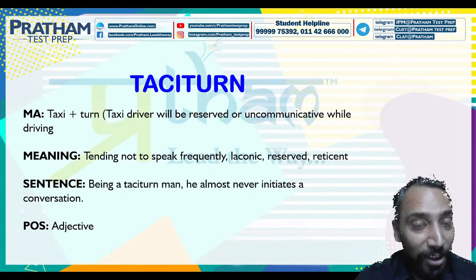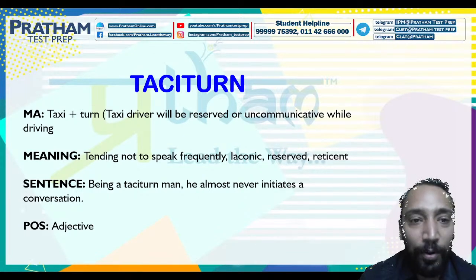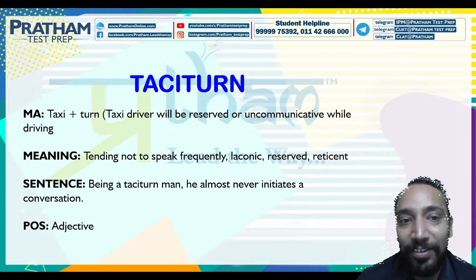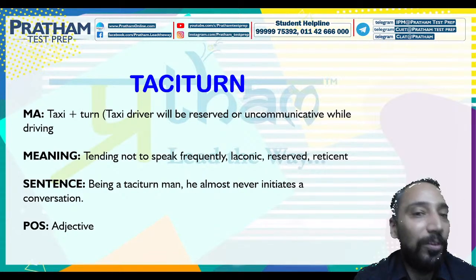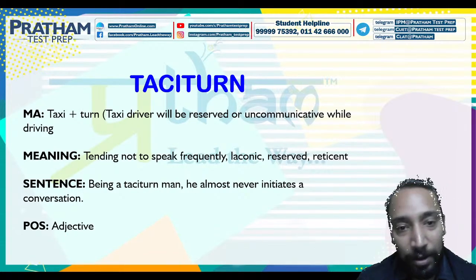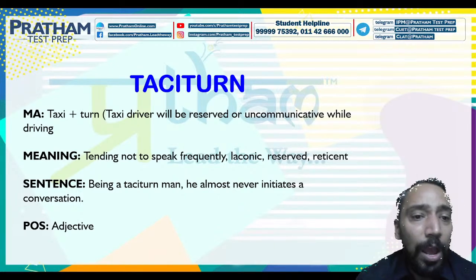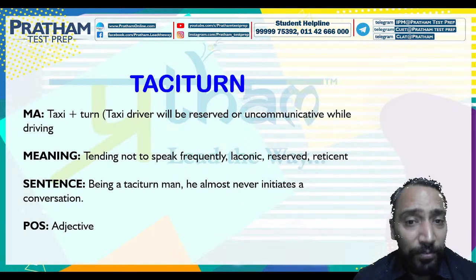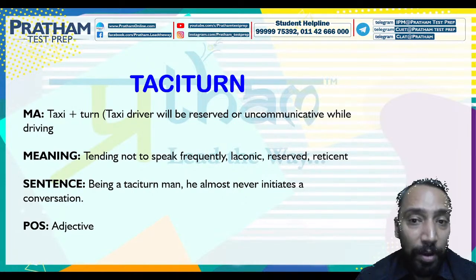Yes, there is. And that's taciturn. But that's not taxi turn. Taxi plus turn, it's an easy way to remember this particular word. Taciturn. Okay, taxi plus turn. A taxi driver will be reserved or uncommunicative while driving. Oh, he doesn't want to talk to us. Well, then, okay, no issues. Hopefully, this person will take us to our destination.